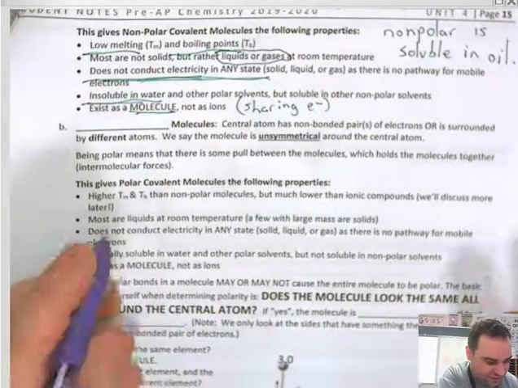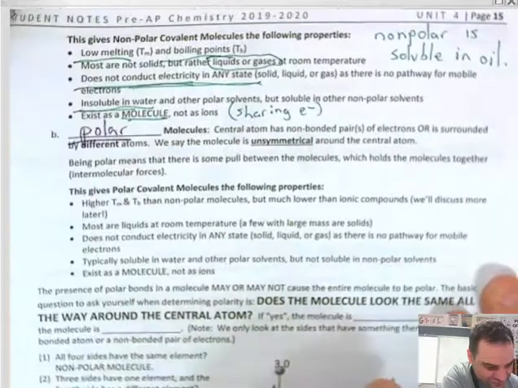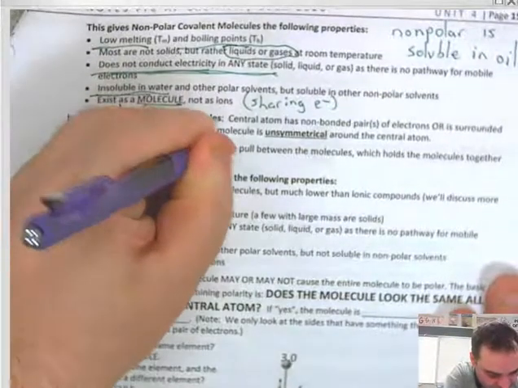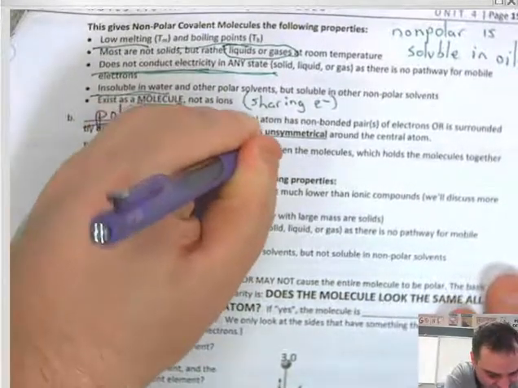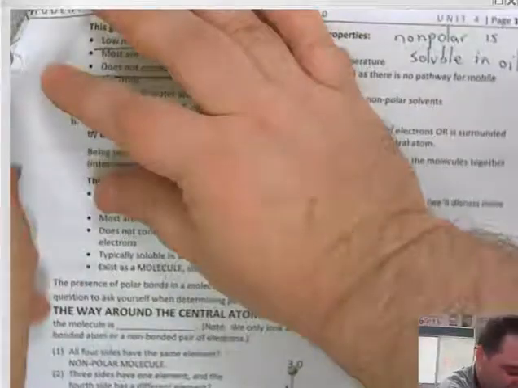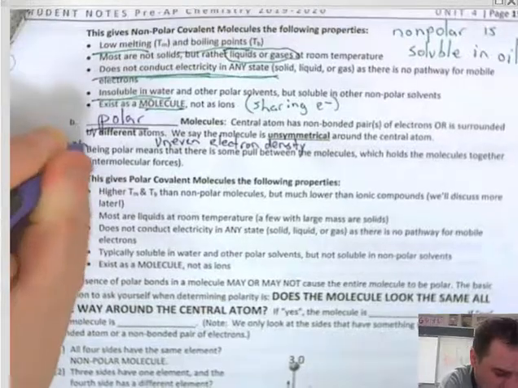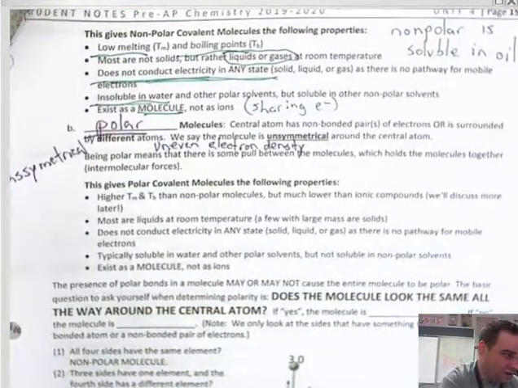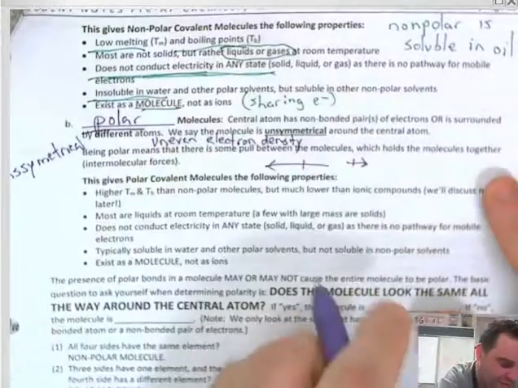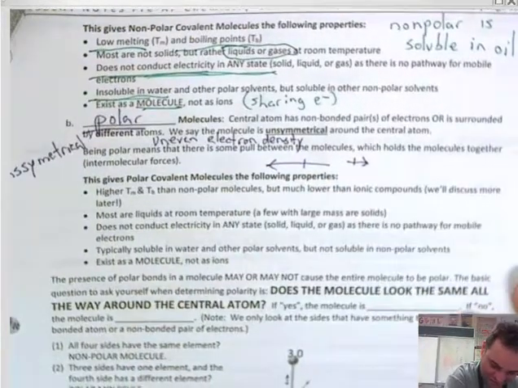Anyways, the next ones are polar molecules. These are ones with uneven electron density. These molecules are asymmetrical, meaning you're going to have a dipole going this way, and then a small dipole going that way, making the overall molecule polar. Just so you know.